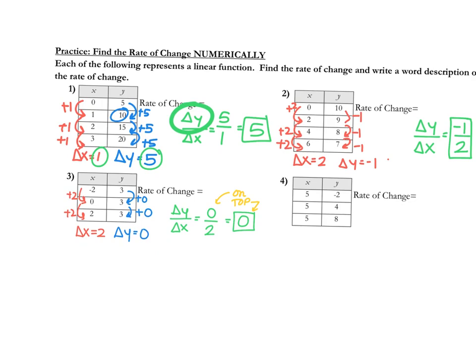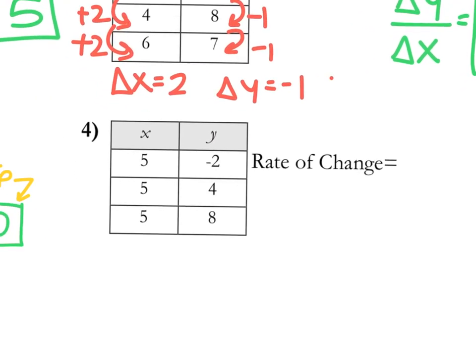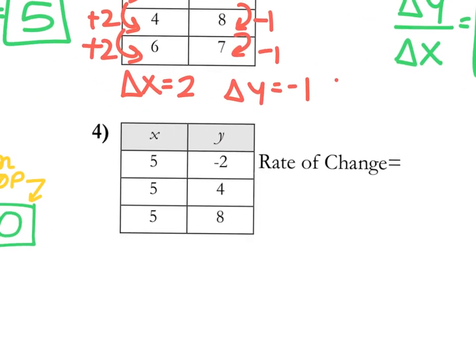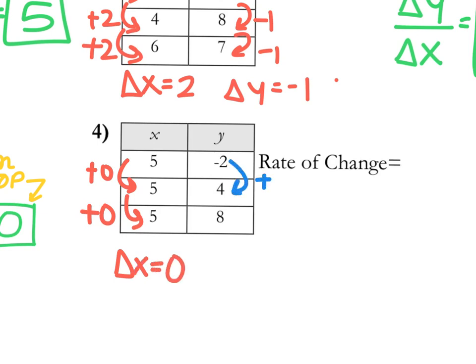Let's do one more. This time my change in x is not changing. This time we're going up by 0. So my change in x is 0. This is going up by 4. I think there's a mistake on this one.